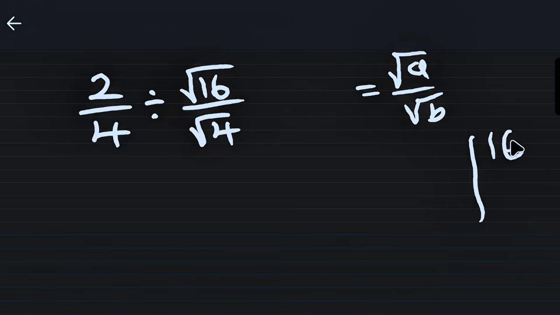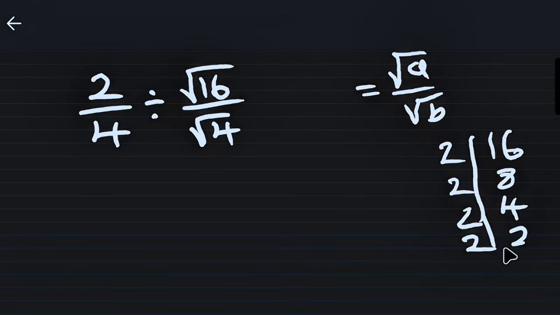And remember that this 16 is an even number, so we are going to be dividing by the least prime factor, which is 2. 16 divided by 2 equals 8, and 8 divided by 2 equals 4. 4 divided by 2 equals 2, and 2 divided by 2 is 1.